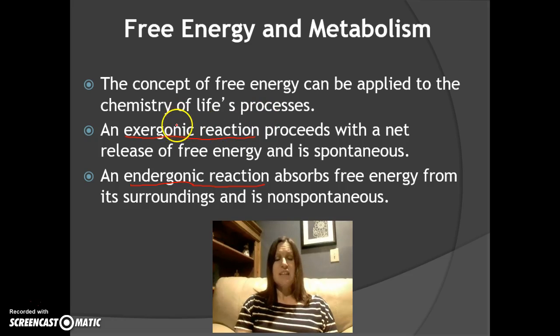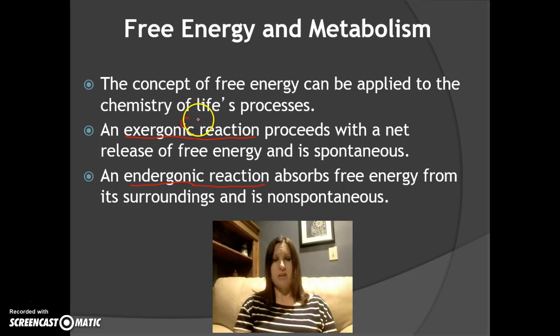You can easily apply these to two other terms that we have learned before. Exergonic is a catabolic reaction, and I really struggle with this, so I'm just going to write cat. And an endergonic reaction is an anabolic reaction because it absorbs free energy.